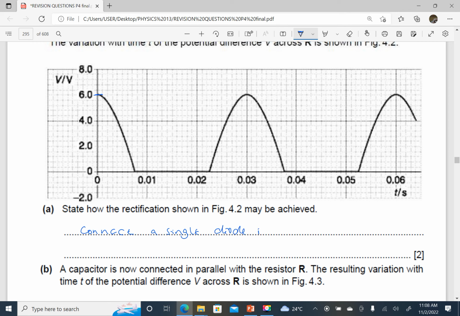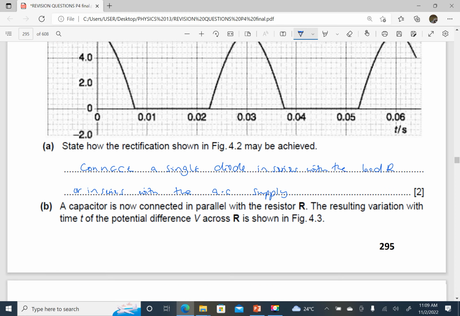Connect a single diode in series with the load R, or it can be in series with the AC supply. It can be in series with the AC supply.